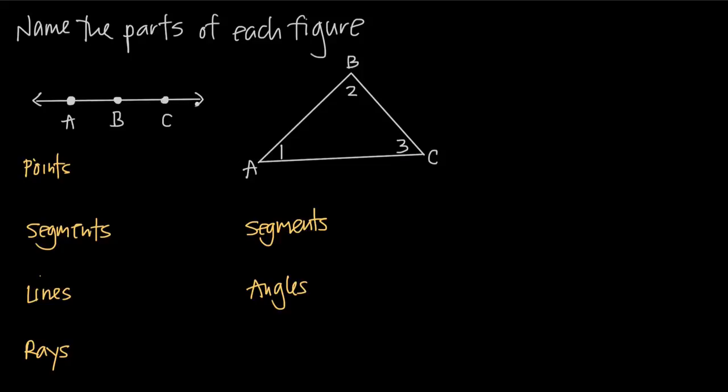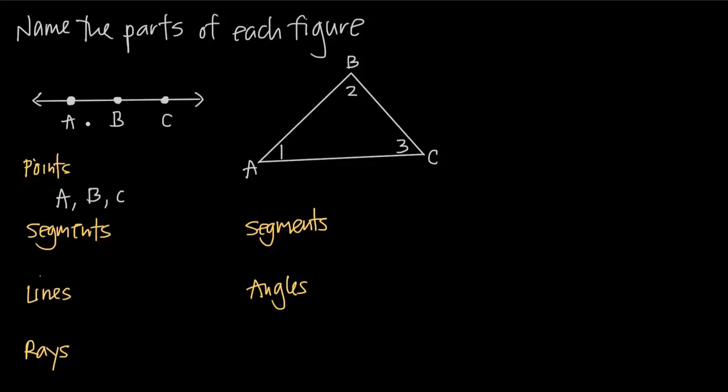The first one here is a line with 3 points on the line, A, B, and C. So we're going to talk about how to identify points, segments, lines, and rays in this figure. So let's first talk about the points. The points on this line are A, B, and C. So we would identify the points as A, B, and C.